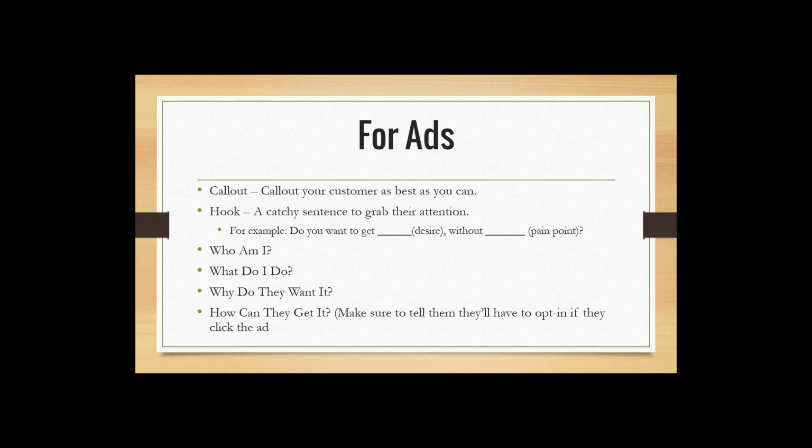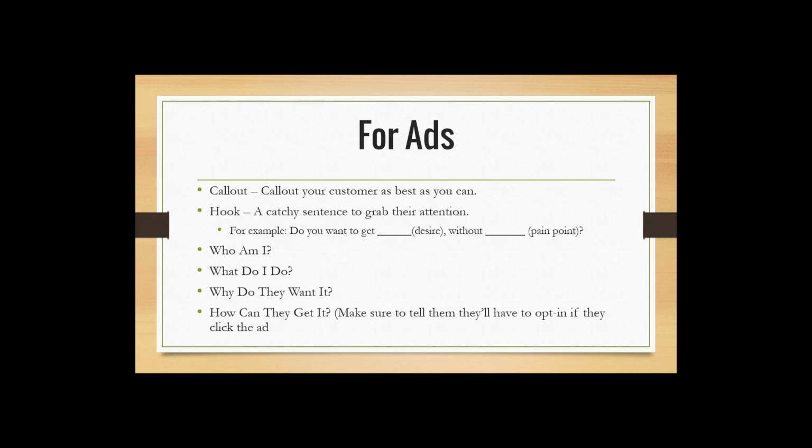So let's say, for example, we stay in that same cake business. Here it says, do you want to get blank, which would be the desire, without blank, the pain point. So let's say, with that baker, you could change the words. Where it says, do you want to get, do you want to have the perfect three-tiered princess birthday cake, but without the 45 hours that it will take for you to make that cake? You see that that's where your hook is going to come in.